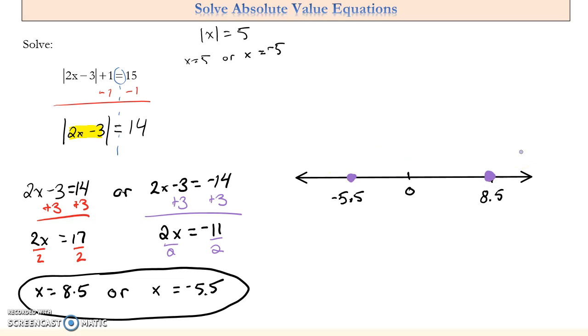We will follow this up with an absolute value inequality video as well.